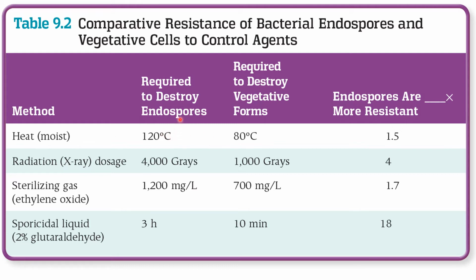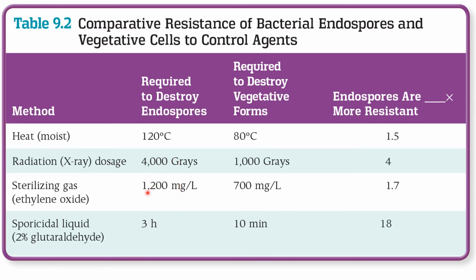It shows you that to destroy an endospore, you need to crank up the temperature pretty high, versus if you just want to kill the vegetative form of the bacteria, you can put it at a lower temperature compared to 120C. So in this case, the endospores are about 1.5 times more resistant compared to the vegetative cell. And you can see that this is true for all the other methods. Whether you're using radiation, a sterilizing gas, or a sporicidal liquid, you will have to use more radiation to kill an endospore.